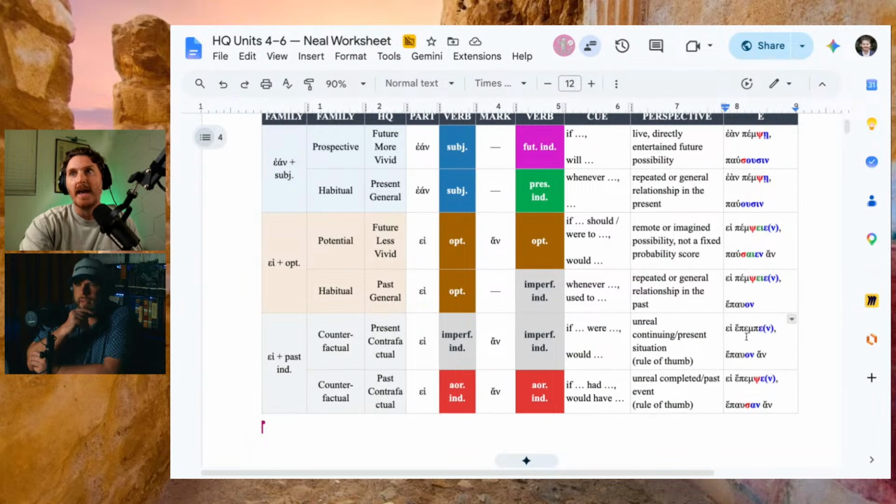So this is an epemsen. So if he were sending or she were sending, epausan on, they would stop, or I would stop. This ending is a little ambiguous. Versus if had, would have. So unreal completed, an epemsen.